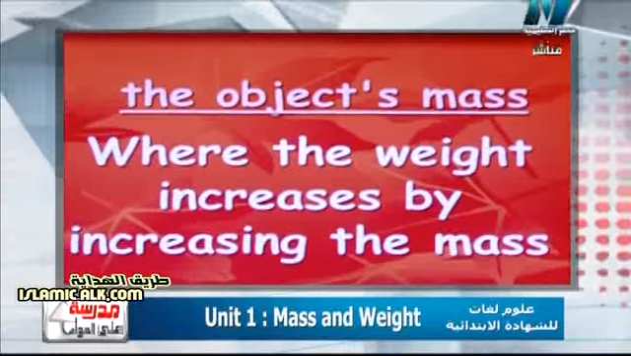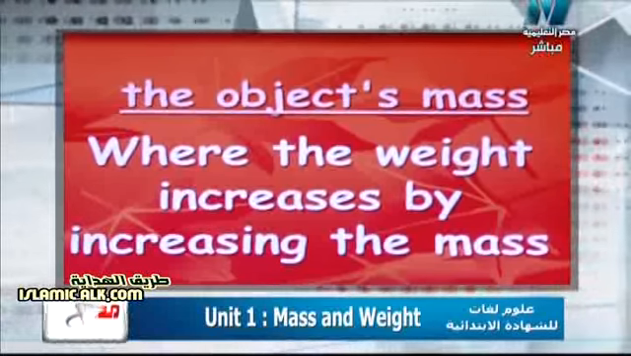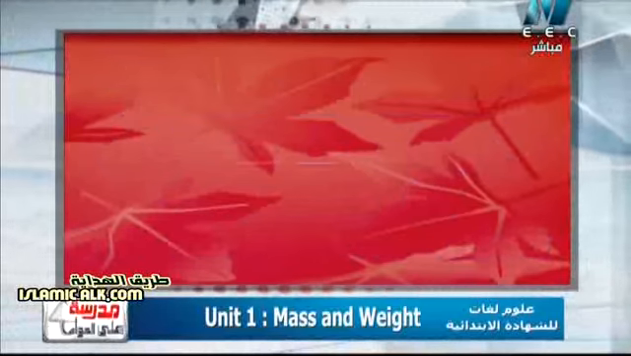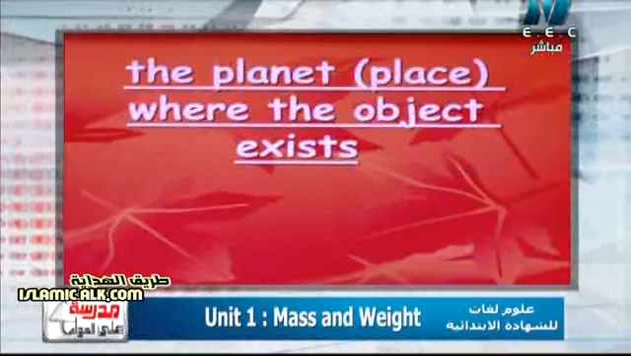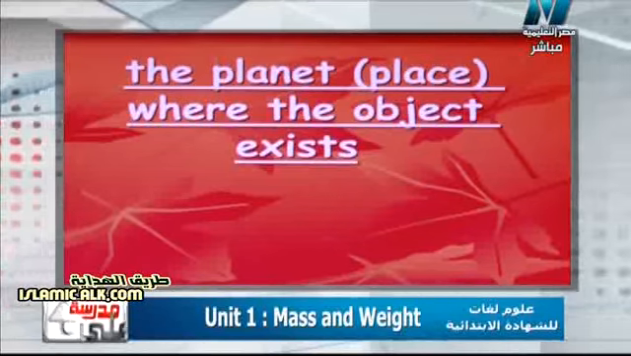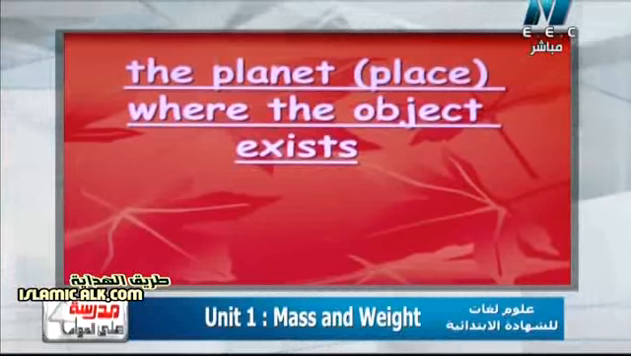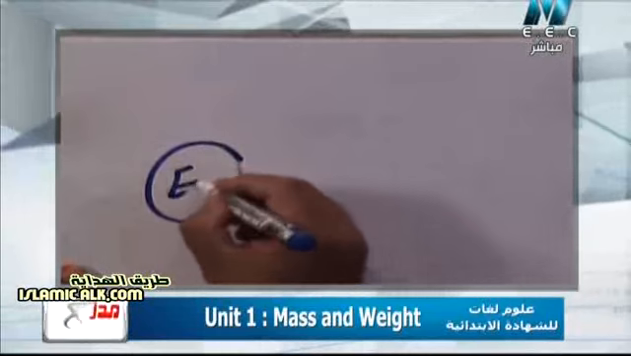Mass increase, weight increase. Mass decrease, weight decrease. So what about the second factor? The second factor is the planet or the place where the object exists. Let me explain this by drawing. Imagine that there is a planet Earth here and the planet Jupiter.